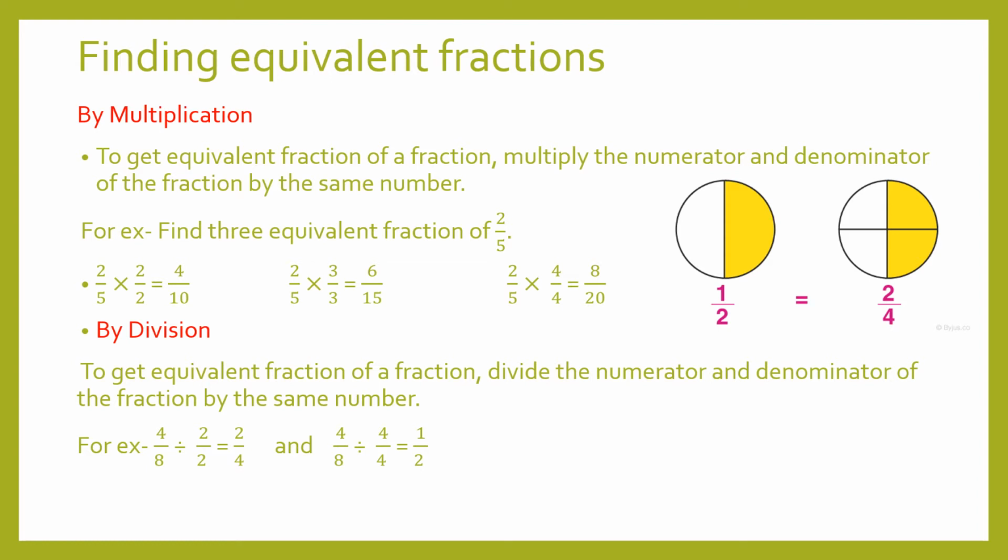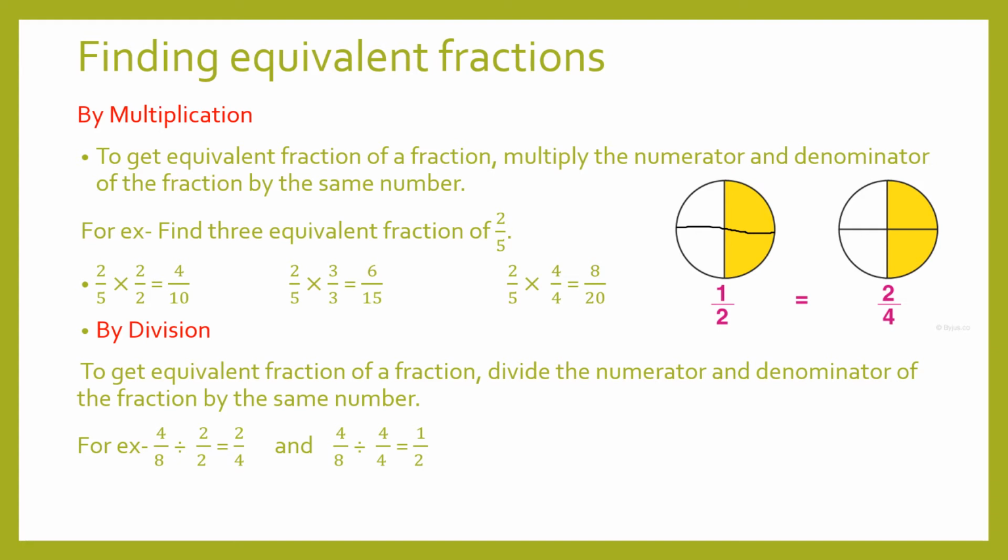It's given 1 by 2. If I divide both the parts by 2, I will get this. So that shows 2 by 4. The part which is shaded here, the same part is shaded here. Only I am multiplying by 2, it means each part is multiplied by 2, and that shows that the fractions are equivalent. And we can find more and more equivalent fractions by multiplying with different numbers.